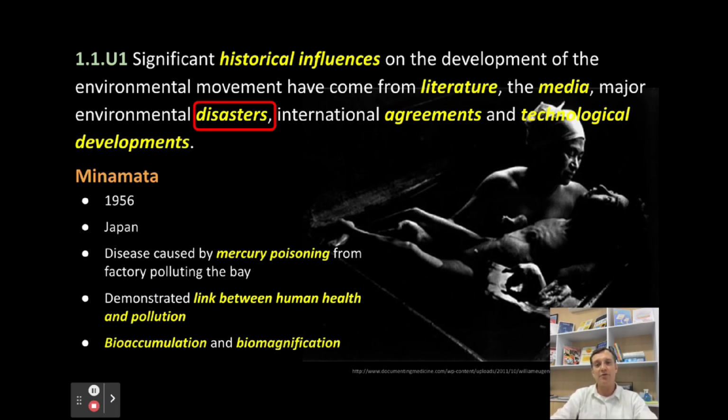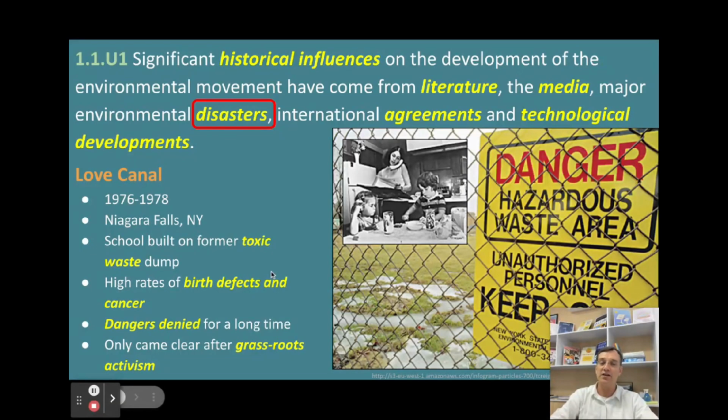Some of the other disasters that you should be aware of is Minamata. There's a disease named after it. It all resulted from mercury poisoning in the fish that people were eating in Minamata Bay in Japan. Love Canal exposed people to the dangers of toxic waste and its impacts on human health. And it also spawned some grassroots activism.